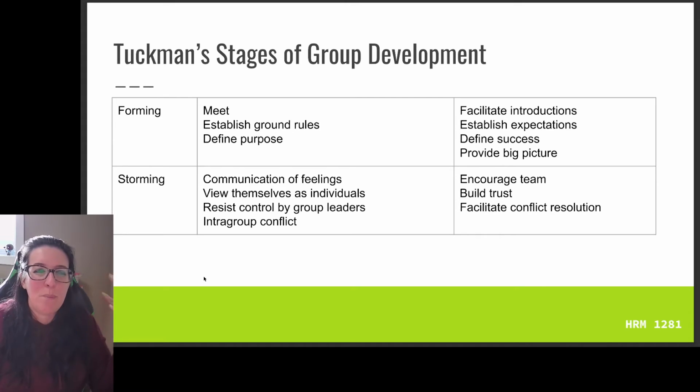And providing the big picture in terms of how this work fits into the overall organization's objectives and what we are hoping to get out of this team's work.